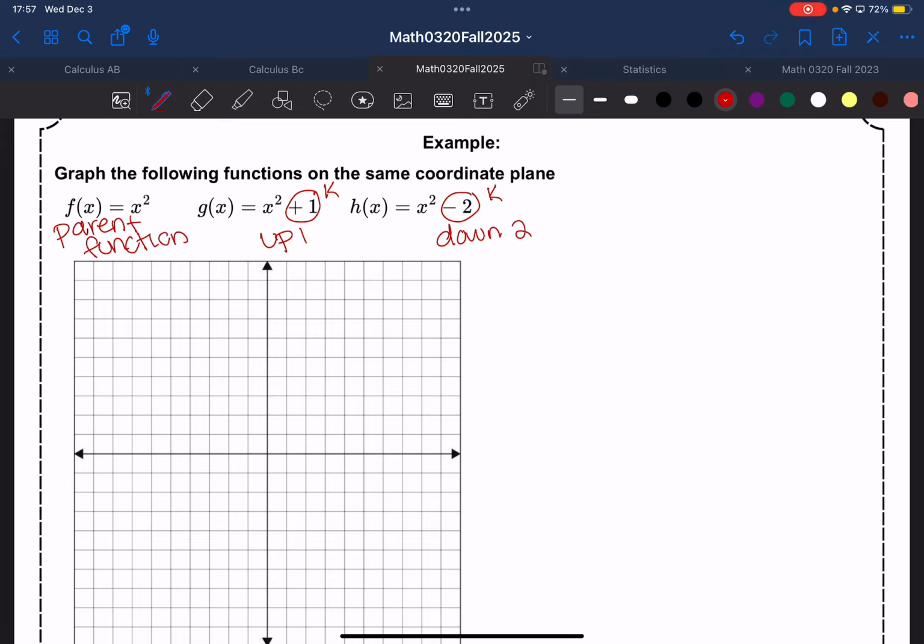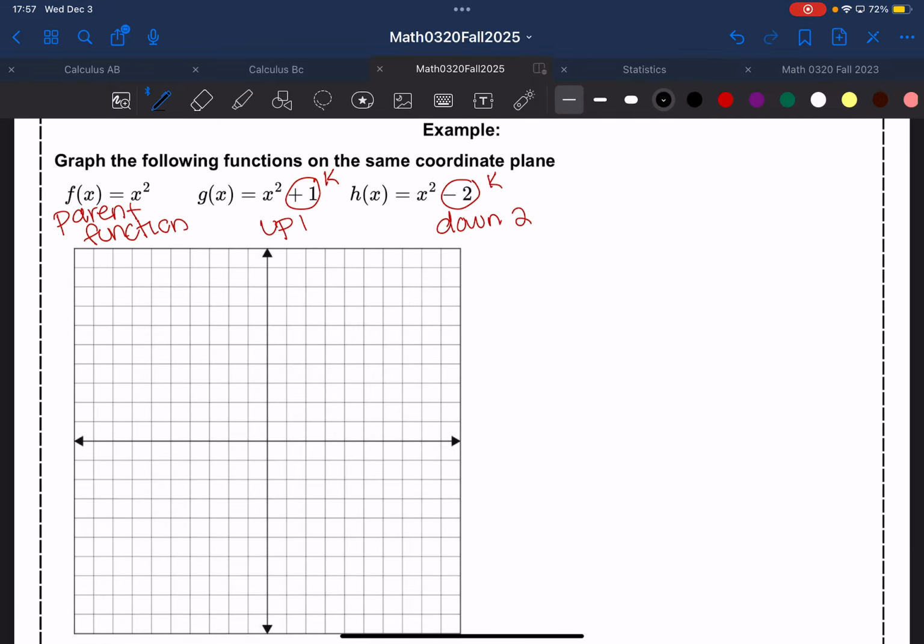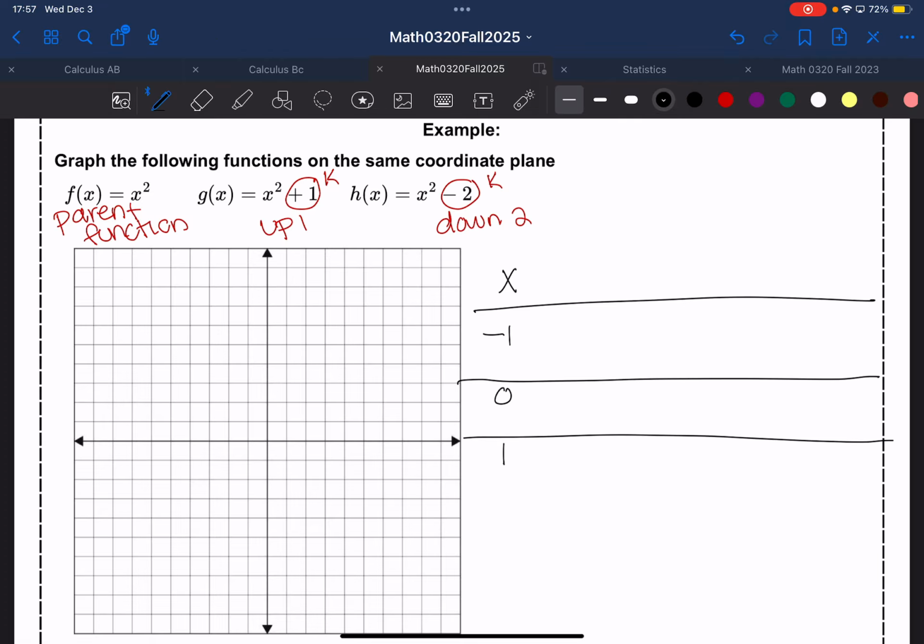So in order to figure out how to graph this, we're going to have to create a table of values because we can't just guess and see where the parabola is going to be. So when doing those table of values, usually for quadratics, we want to pick at least 3 values. We want to pick a negative number, 0, and a positive number. And it doesn't matter what those numbers are. What I like to do to make it easiest is just pick -1, 0, +1. It's easy to plug in those numbers.